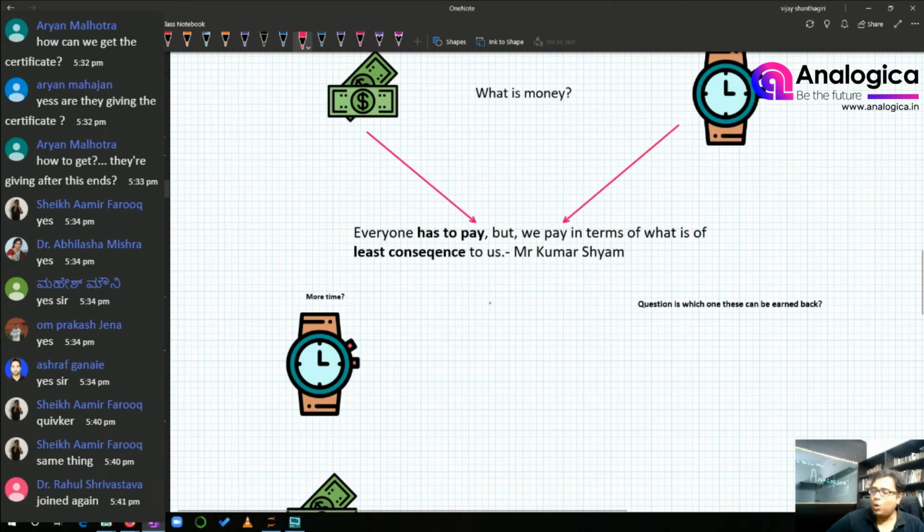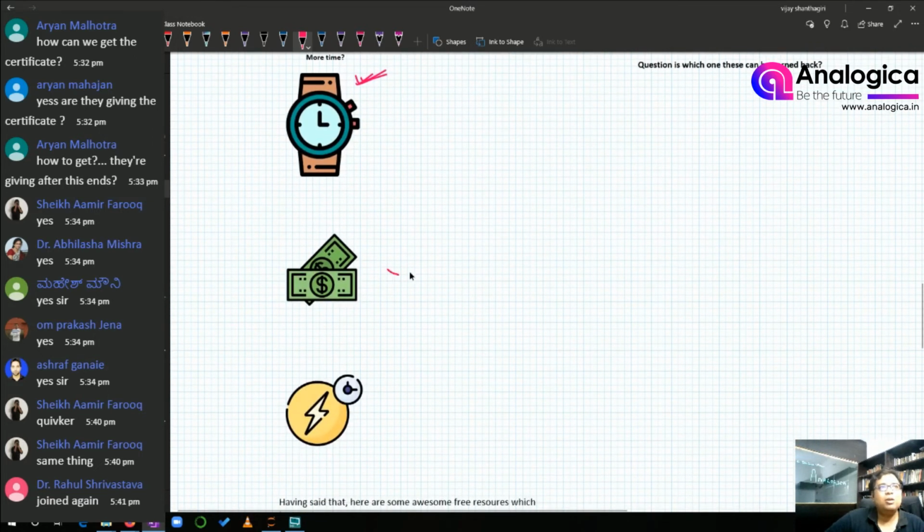There's this beautiful quote which one of my first bosses told me when I was very young and I was whiling away my time. He came to me and said, everyone has to pay, but we pay in terms of what is of least consequence to us. Something which is of least consequence will be the currency of your payment. If you have more of something, it is of least consequence for you, right? So you'll pay in terms of time. If you have more money, you'll pay in terms of money. If you have more energy, you'll pay in terms of energy.